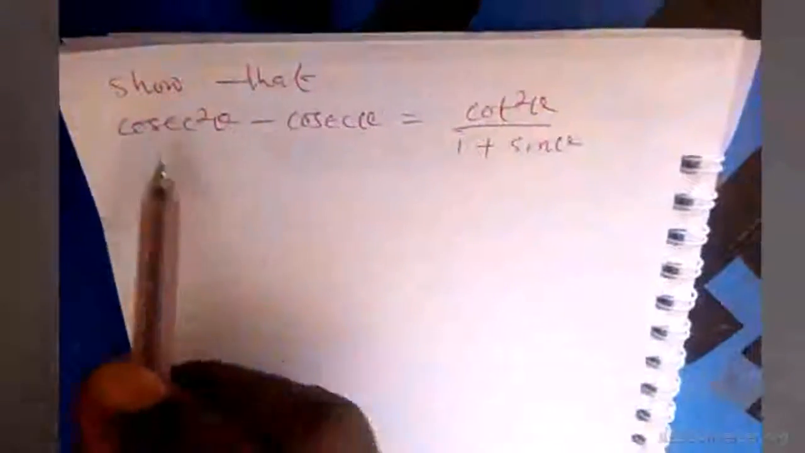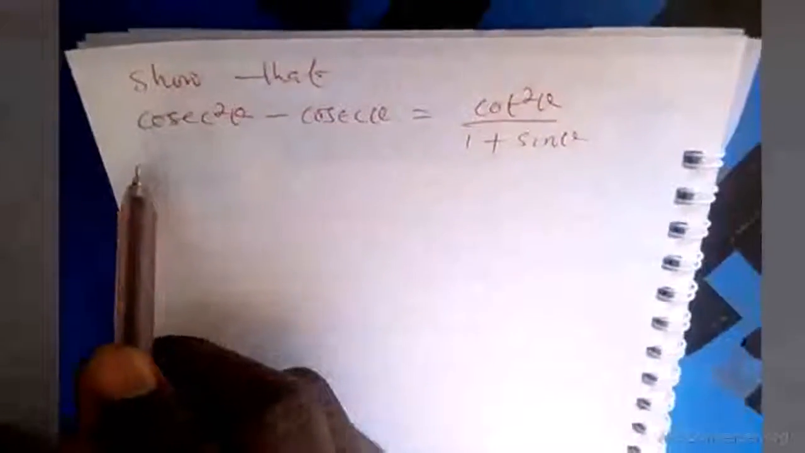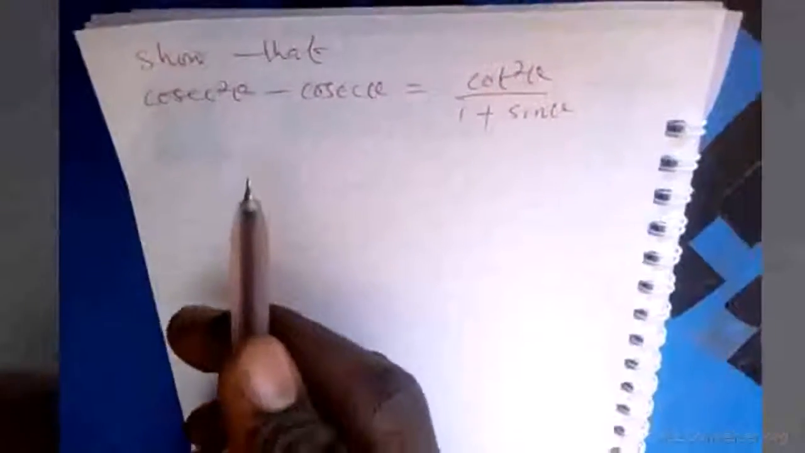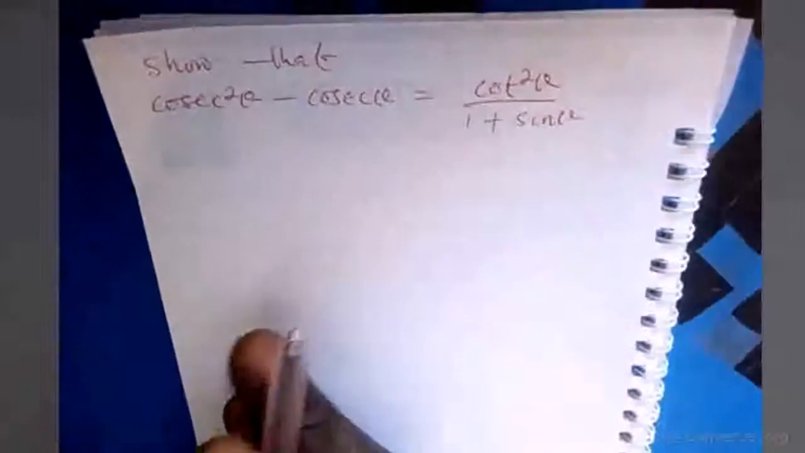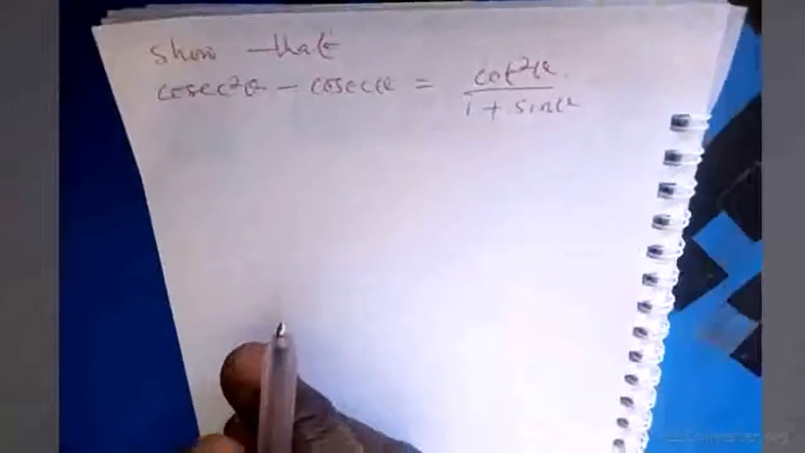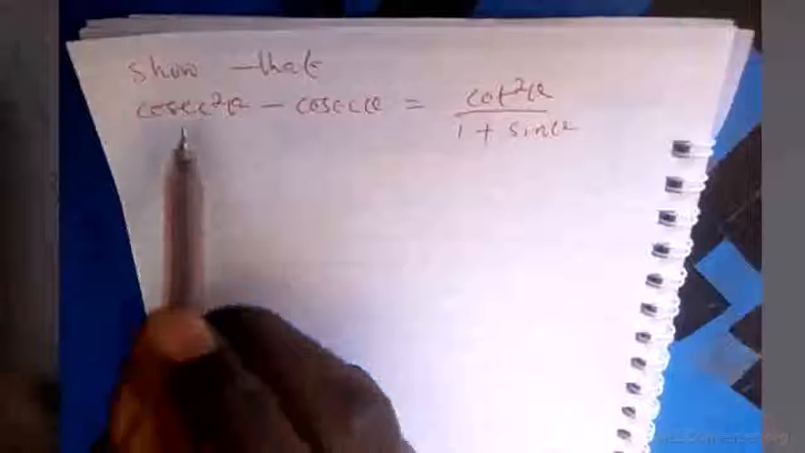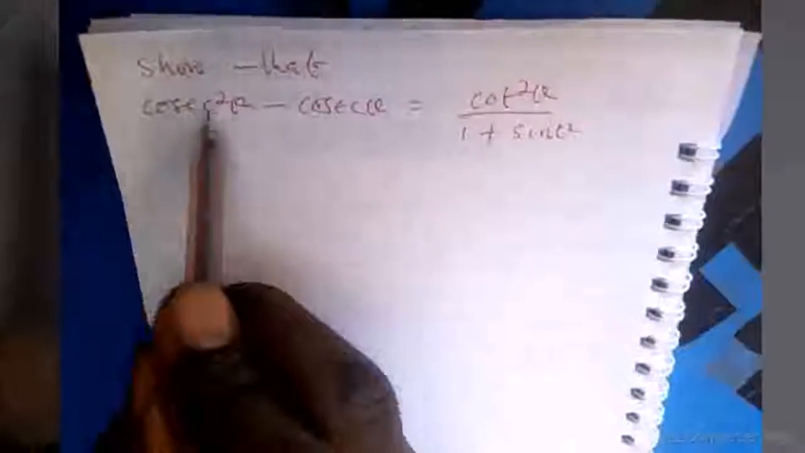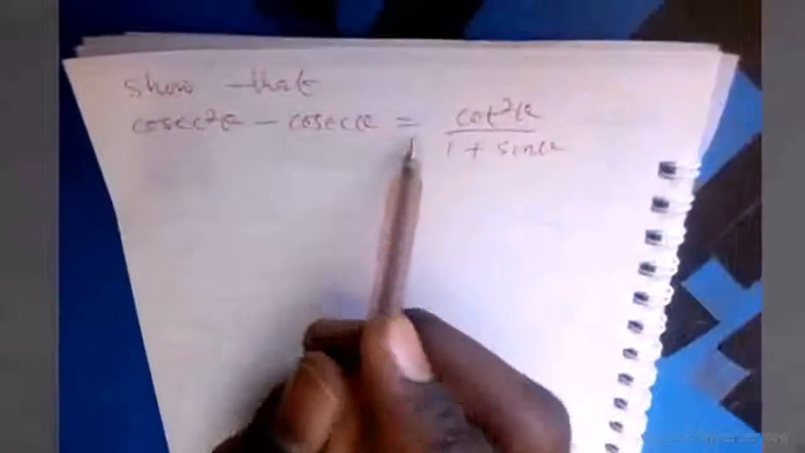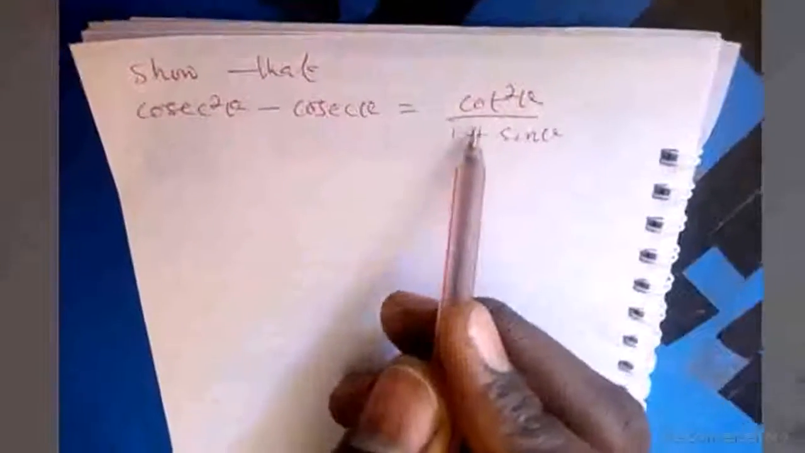To do this, we are going to apply trigonometrical identities as we know them previously. If you look at our videos, lastly we proved that sin square theta plus cos square theta equals 1, and the other identity that we have proved. In this video, we are going to look at cosec square theta minus cosec theta equals cot square theta over 1 plus sin theta.